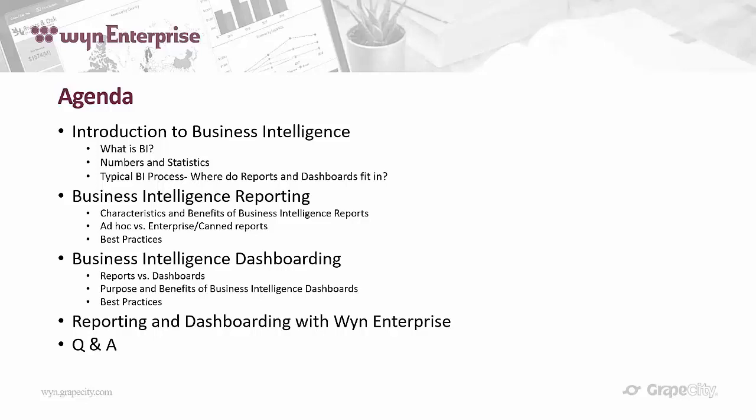The next section is going to be business intelligence reporting, where we're going to cover the characteristics and benefits of business intelligence reports, as well as comparing ad hoc versus enterprise or canned reports. That's something that comes up a lot in my day-to-day conversations with a lot of our customers. What the difference is, when to use which, and things like that. We'll wrap that section up with some best practices for BI reports. Really just some things to keep in mind as you're building reports with really any solution, whether you're using Wyn Enterprise or maybe Active Reports or some other solution that you use to build reports.